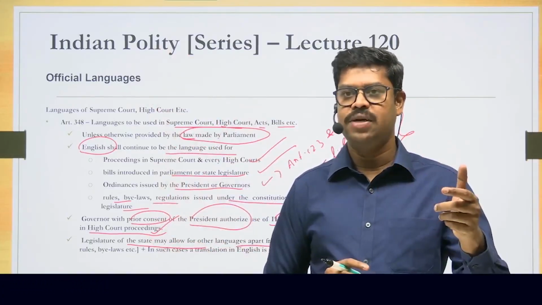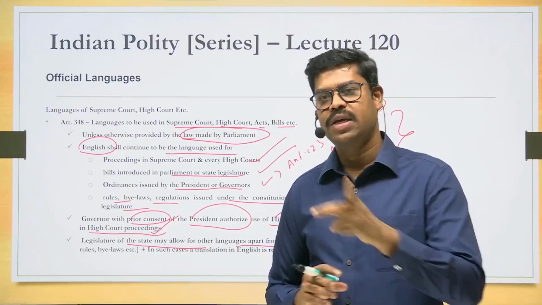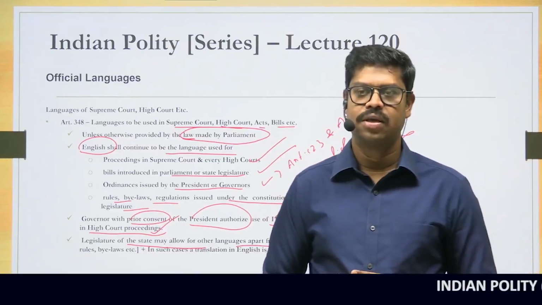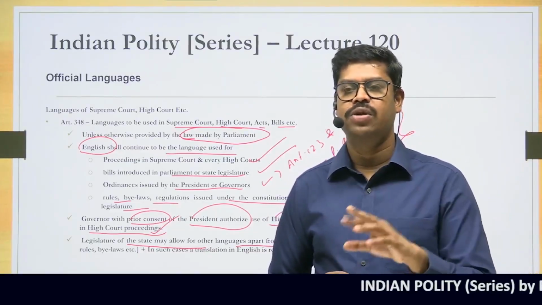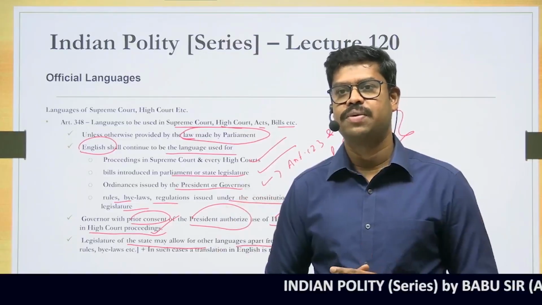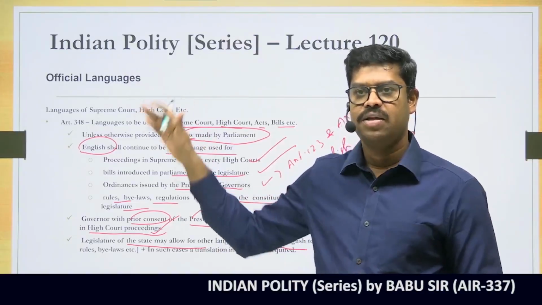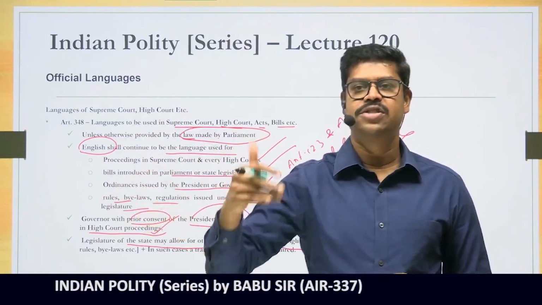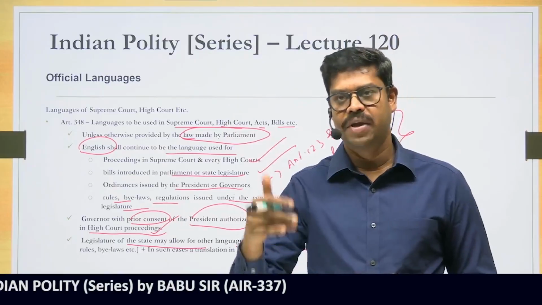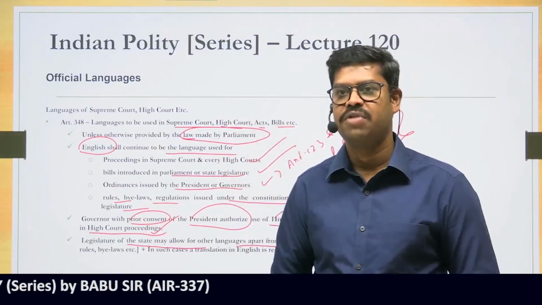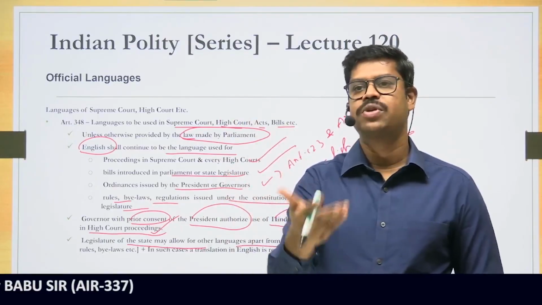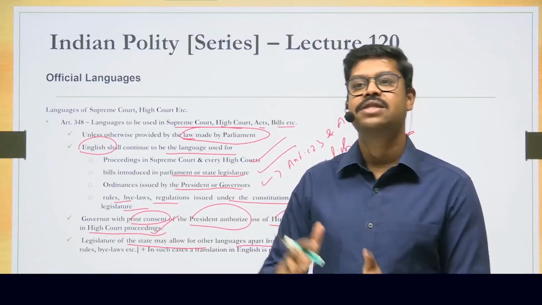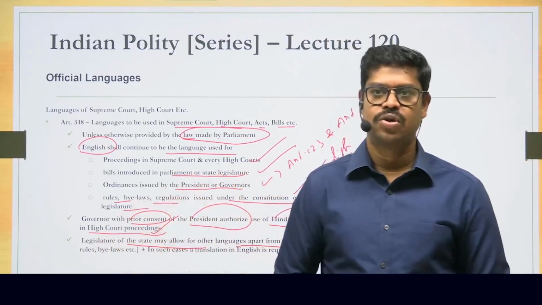Irrespective of this provision, the governor of a particular state with the consent of the president can allow any of the other languages, including Hindi, to be used for the purpose of proceedings in the High Court. It is only for the purpose of proceedings, not for any other purpose. And irrespective of whatever is given in Article 348, the state legislature may make a law, and by that law allow the use of any of the other languages apart from English for the bills to be introduced in the houses of the state legislature. But in this case, a mandatory English translation is also required for those bills.